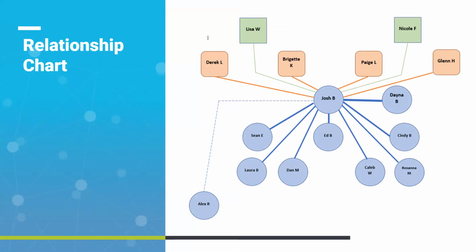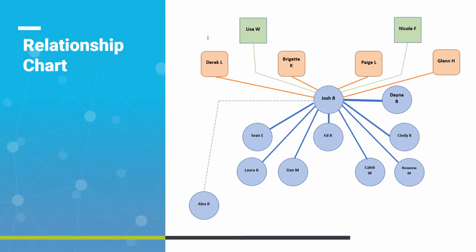In the above chart, you can see me at the center with lines branching out from me. As mentioned previously, shape and line color were utilized to distinguish the relationship type. Blue lines with circles represent personal relationships. Orange lines with rounded corner squares represent relationships that are both personal and professional. Green lines with green squares represent professional relationships. Dana B is a personal relationship. Bridget K is a personal and professional relationship, and Lisa W is a professional relationship, for example.